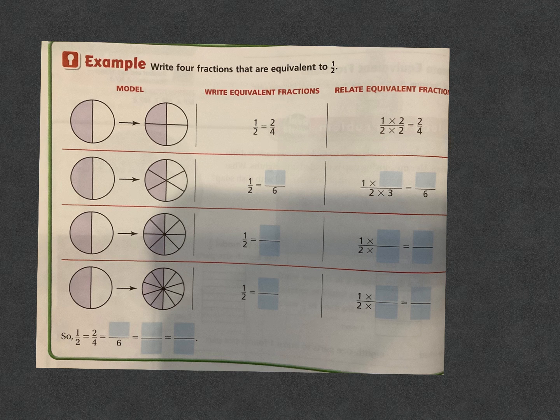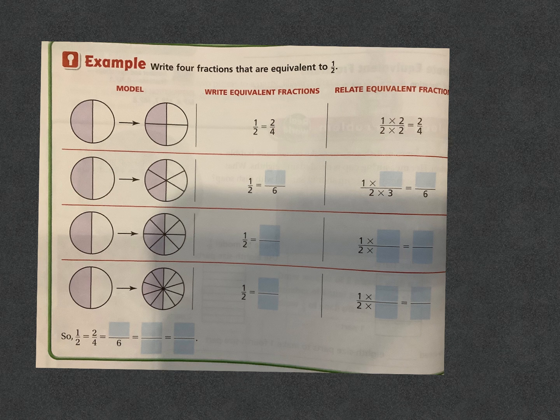This amount of pizza is the same amount as these 2 pieces put together. And we see that we did 1 times 2 equals 2 and 2 times 2 equals 4. We multiplied both our numerator and denominator by the same number in order to keep the fraction equivalent. Let's take a look at the next one.